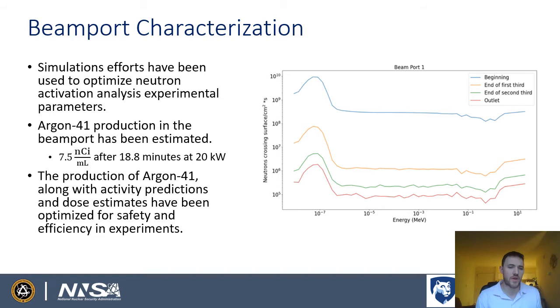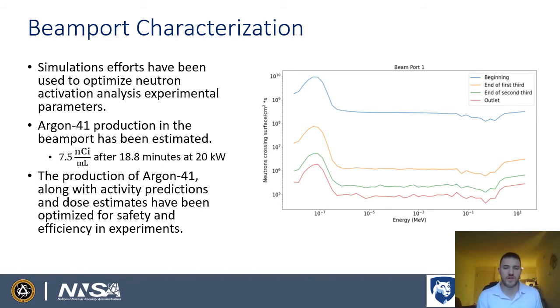Right now, for the gold foil experiments that we're planning to do first, with an irradiation time of approximately 20 minutes and 20 kilowatts, with Beamport 1 being unplugged, it's estimated that there will be a small amount of argon-41 production at the end of this experiment, which is enough so that the Beamport will need to be covered with some sort of membrane to contain this argon-41.